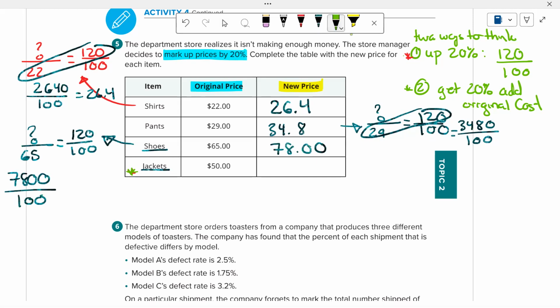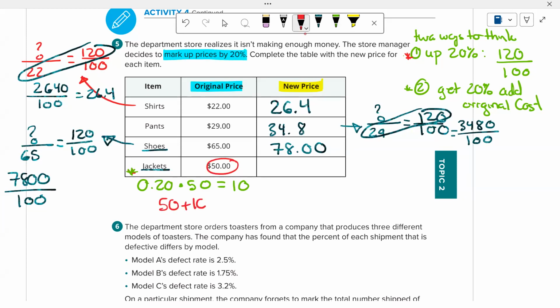Now for jackets, I'm gonna do the second method. I'll get 20% of this item. So that's important. If you get 20% of this item, then that's 0.20 times 50, like we learned in our last lessons. 20% of 50. 20% of 50 is 10. So we know 20% is $10. The original price was 50.